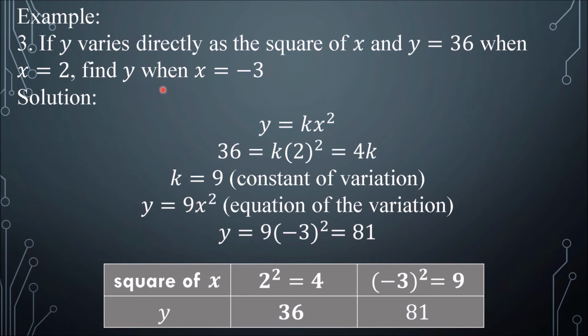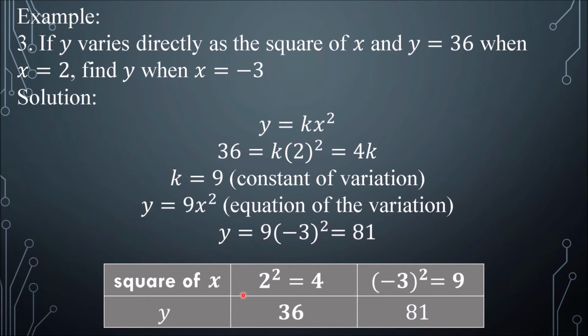Now find y when x is equal to negative 3. Substitute negative 3 to x here. That will be 9 times negative 3 quantity squared. Negative 3 quantity squared is 9. 9 times 9 is 81. So that will be the value of y when x is negative 3.